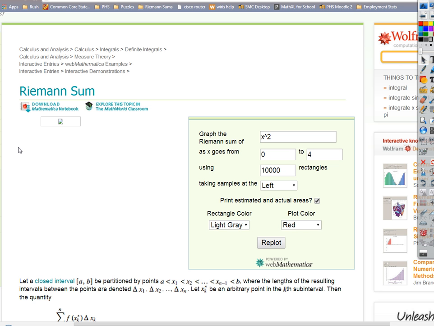Did it break, probably? What did it say? Didn't say anything. It just broke. We just broke Mathematica.